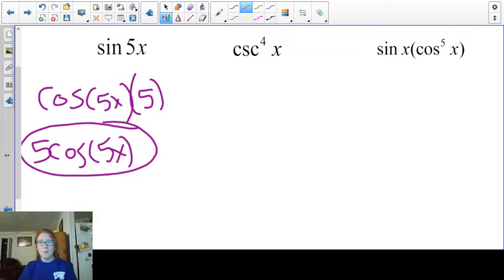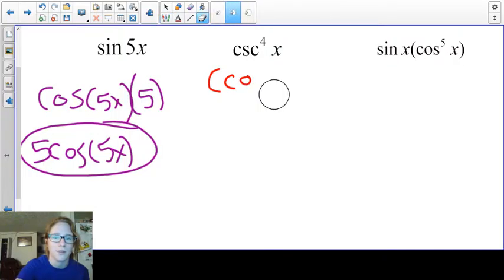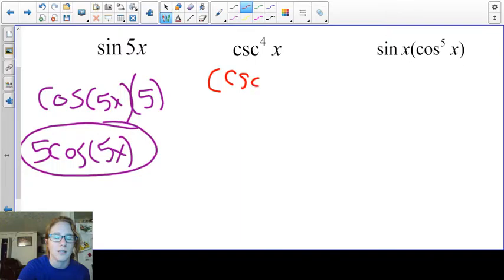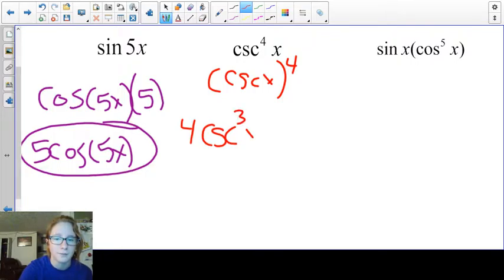Alright, well, now we have cosecant to the 4th of x, which is the same thing as cosecant x to the 4th. Remember how we had rewritten it last week like that? So when we do that, it's saying that we can bring that 4 down. There we go. Cosecant, 4 minus 1 is 3.